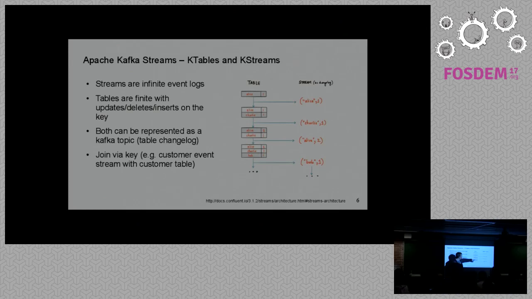So we have that here. We have a table, and each action that modifies its content is a changelog entry in a stream. And this allows you to have, for example, static lookup tables that you join with incoming data streams. One classic example is that you have customer events coming in and you want to look up customer information and enrich that.